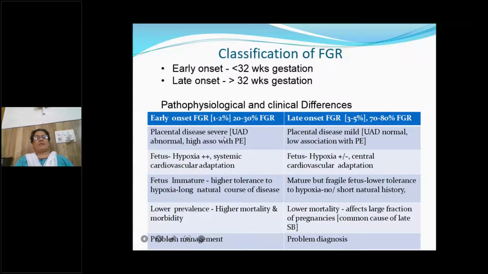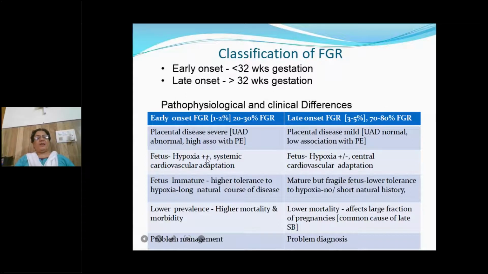So in early onset fetal growth restriction, the placental disease is severe. So umbilical artery Dopplers may be abnormal. It's very commonly associated with diseases like preeclampsia or cyanotic heart disease in the mother. Whereas in late onset fetal growth restriction, placental disease is mild. Your umbilical artery Doppler, which is the main Doppler we use for diagnosis and management, may be normal. And there is a low association with maternal diseases like preeclampsia.